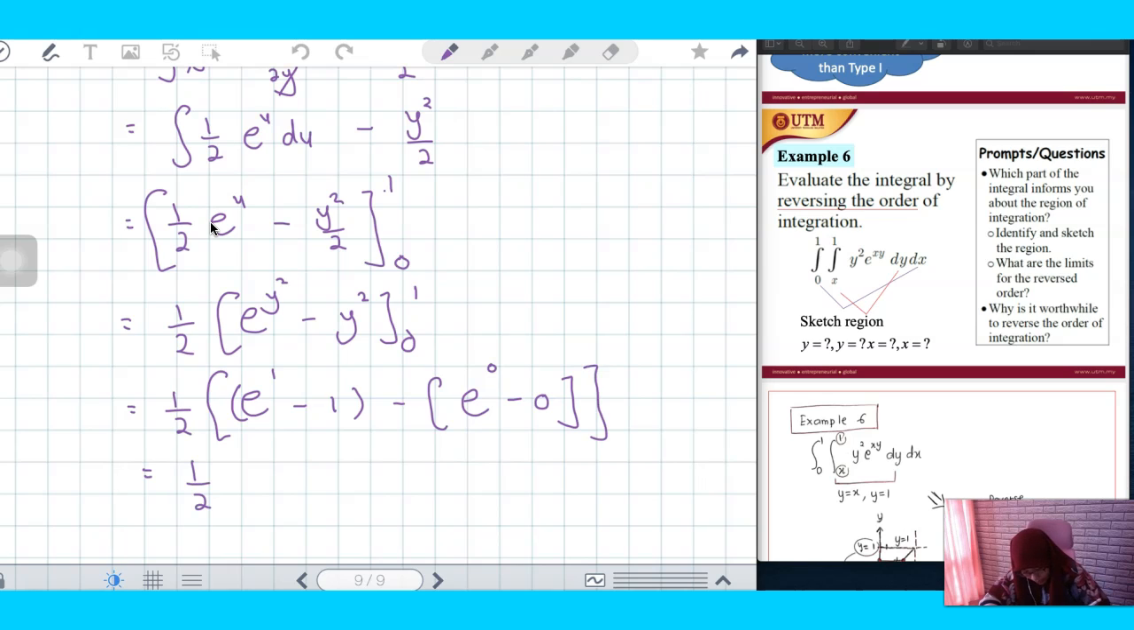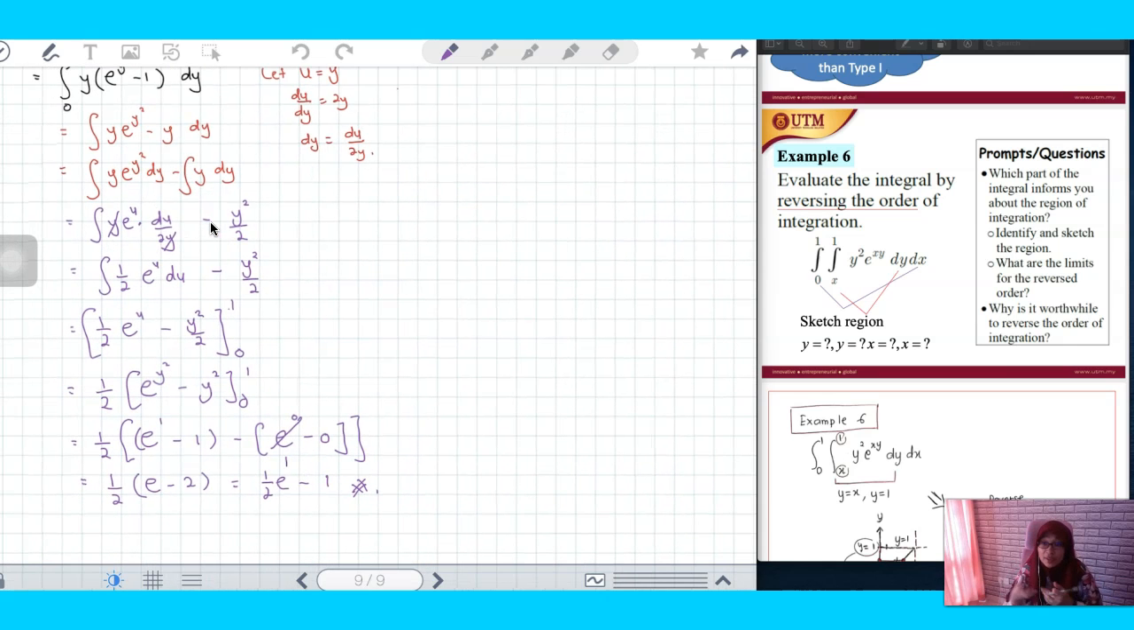So e^0 is 1, so e minus 2 in the bracket. So I will get, or you can write it as, 1 over 2 times (e minus 2). So that is the answer. Maybe you have a simpler way, so you can use your own version, as long as it makes mathematical sense and you follow the rules of substitution and so on.